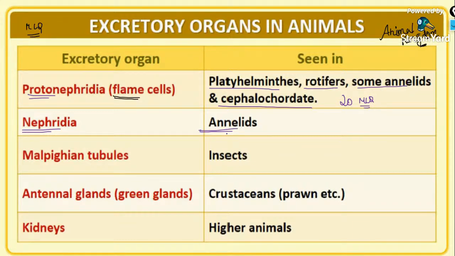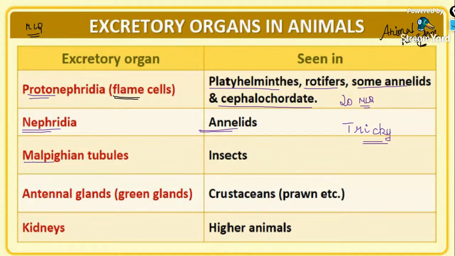Sometimes they may ask you about nephridia directly, or they may ask what the excretory organs of annelids are, and the option will be nephridia. Or it may be a match the following question, where they give all these things and ask you to match. Or some tricky question may come, where they give the names of organisms like tapeworm and hookworm. Tapeworm belongs to platyhelminthes, so the excretory organ should be the flame cell or protonephridia.